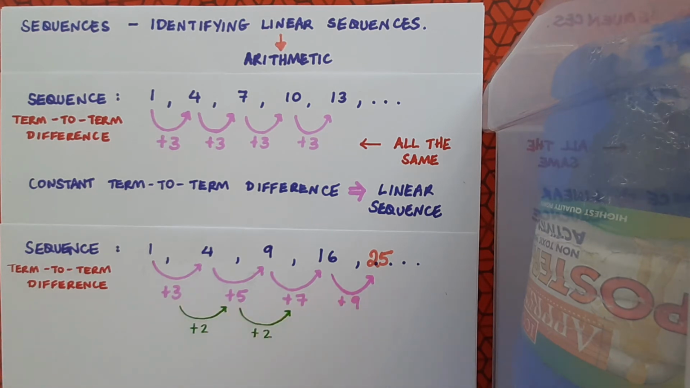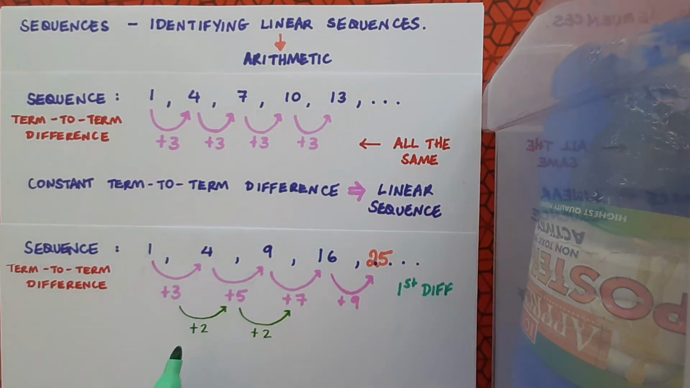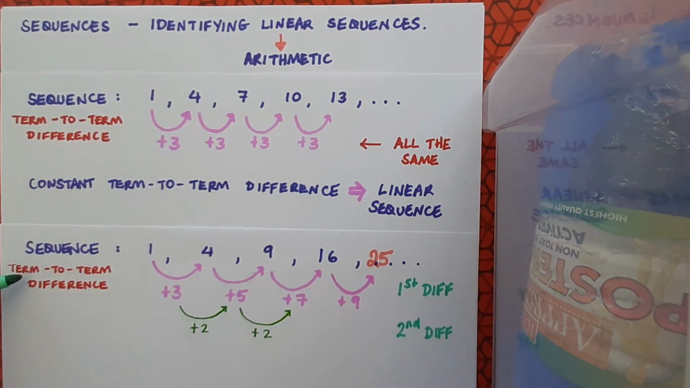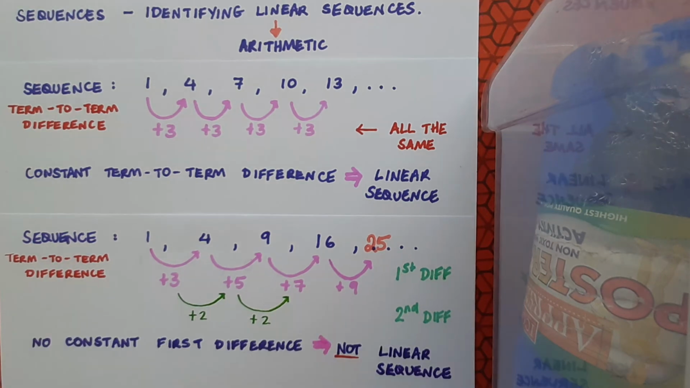Now, you can see that I can keep going down through different differences, so it's important to have different names for those. I'm going to call this first line in pink, that term-to-term difference, my first difference. And the next layer I'm going to call my second difference. So now instead of saying term-to-term difference to refer to this line in pink, I'll just call it first difference instead. So I don't have a constant first difference, so I don't have a linear sequence. So I do have a sequence, I do have a pattern, but because I have no constant first difference, then I don't have a linear sequence.